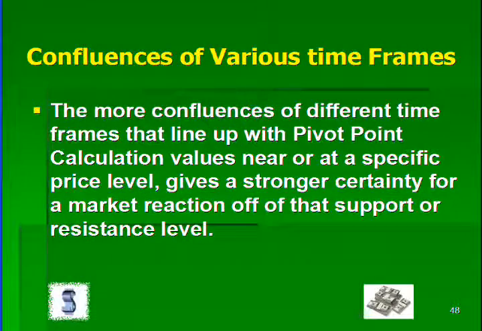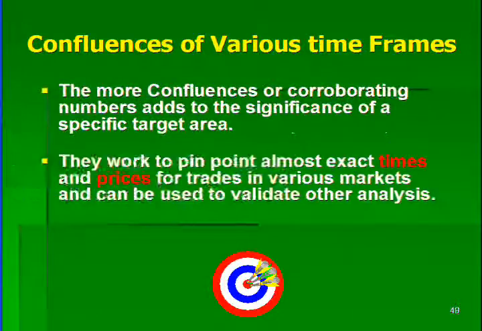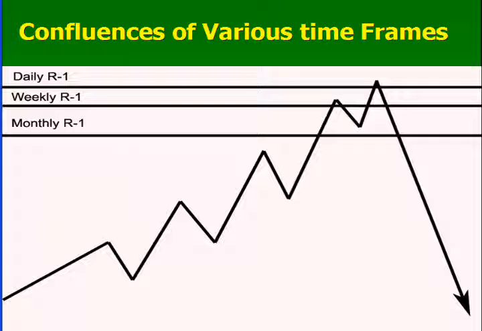So if there are a day, a week, a month where a lot of the same numbers come up, pay close attention to that price level. It'll give you a stronger certainty for a market reaction off of that support or resistance number. So once again, the more confluences or corroborating numbers add to the significance of a specific target area. They work to pinpoint almost exact times and prices for trades in the various markets, and they can be used to validate other analysis. Let's take a look.